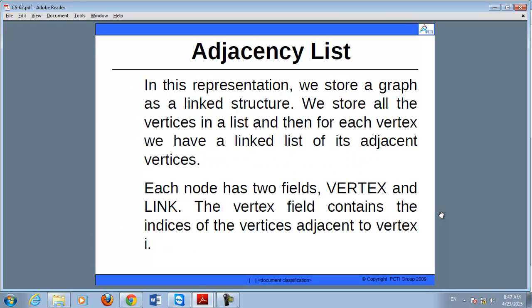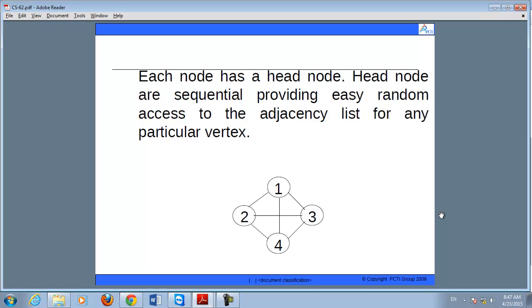Now, what is an adjacency list? In this representation, you store a graph as a linked list structure. We store all the vertices in the list, and then for each vertex we have a linked list for the adjacent vertices. Each node has two fields, that is vertex and link. The vertex field contains the indices of the vertices adjacent to vertex I. You can see here each list has a head node. Head nodes are stored sequentially, providing easy random access to the adjacency lists.